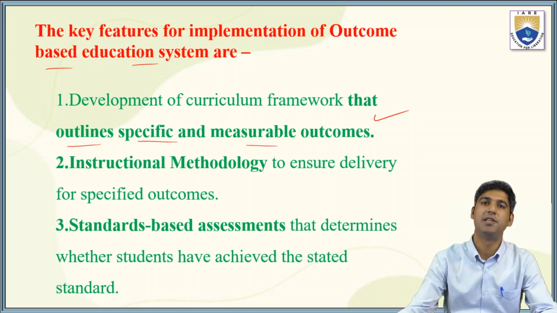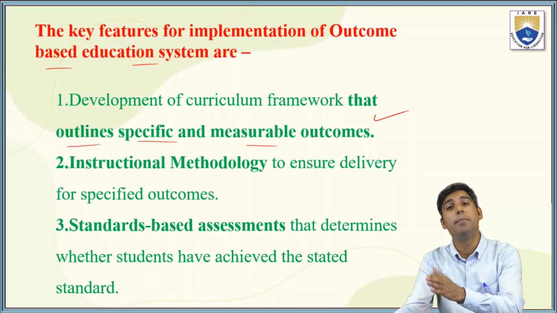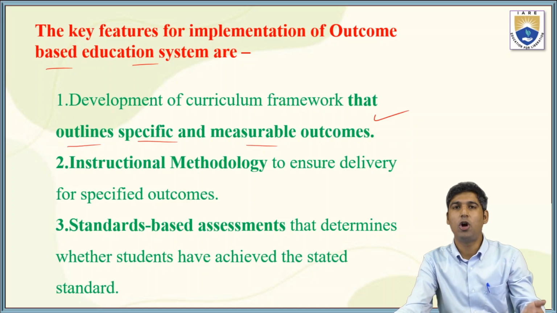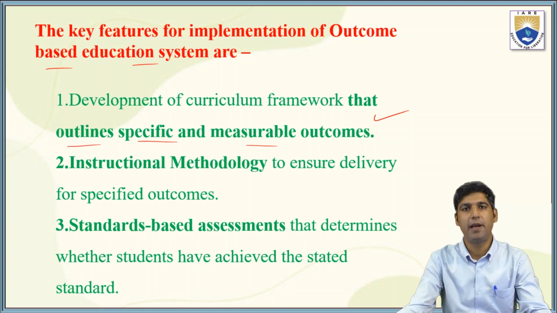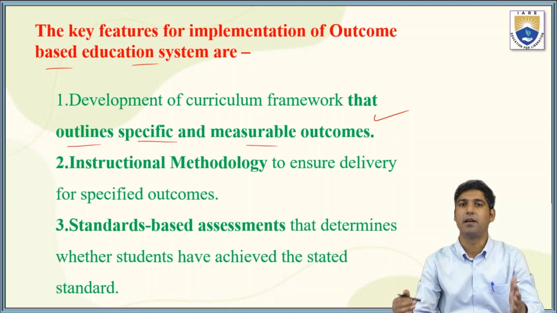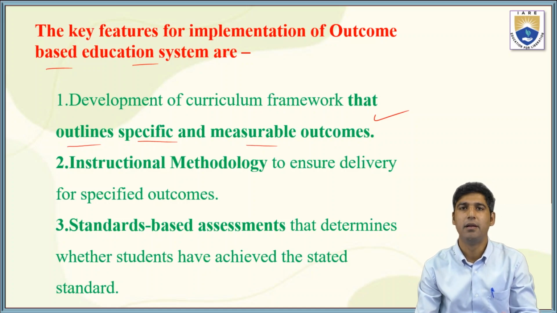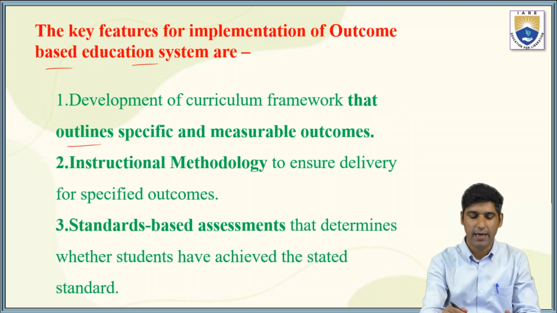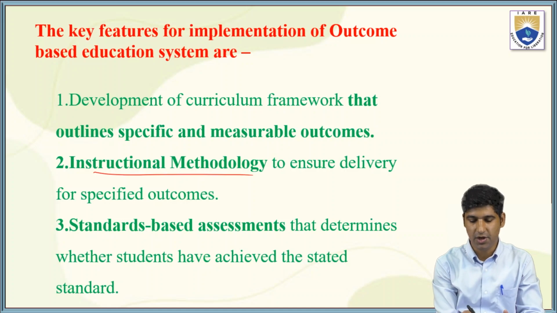Outcomes should not be large in number. Few outcomes, but they should be measurable. They should not be outcomes which cannot be measured or cannot be achieved by the students. There should not be any obscure or ambiguous outcome. Rather, they should be real-life outcomes which can be attained by the students at the end. If a teacher is trying to make students achieve these outcomes, they should attain them. They should be framed in such a way that a student attains these outcomes at the end. Then, instructional methodology.